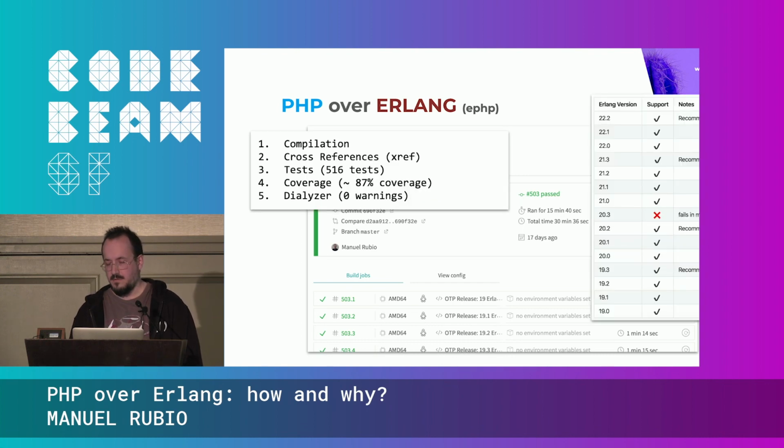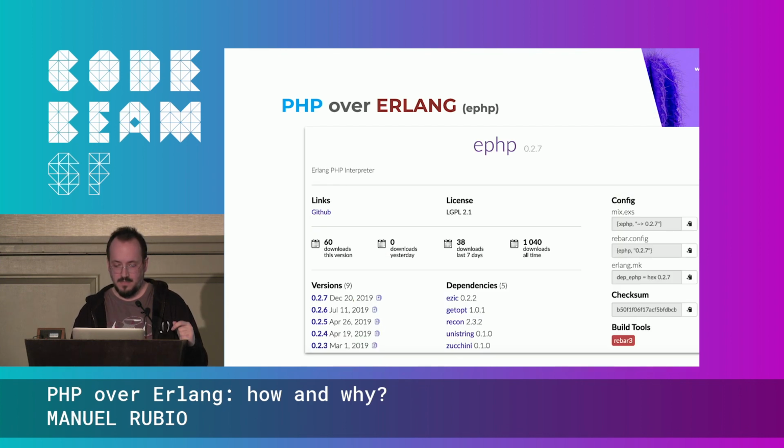It's tested on most of the OTP versions. There are some of them that were a bit buggy, so I kept them out, like 20.3, because they have issues in the math library. And what Travis is doing is the compilation, cross-reference, to be sure that there are no functions called that do not exist, and running the tests. These days there are 516 tests. The coverage is 87%, and dialyzer throws 0 warnings. So it's intended that the code is good enough. It's published in Hex, as you can see there.